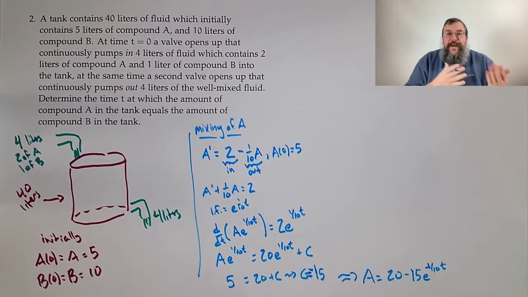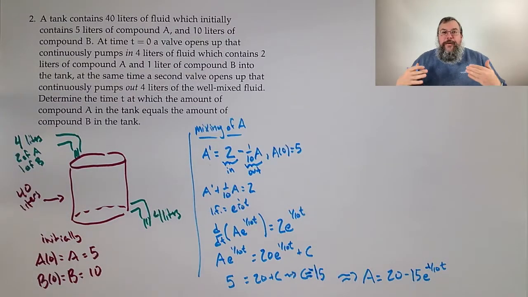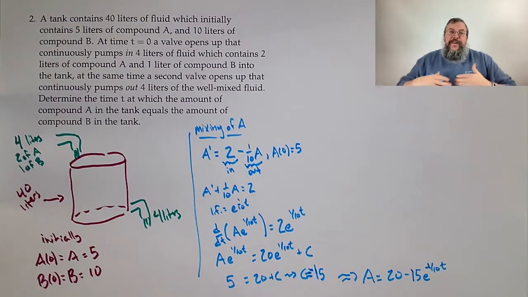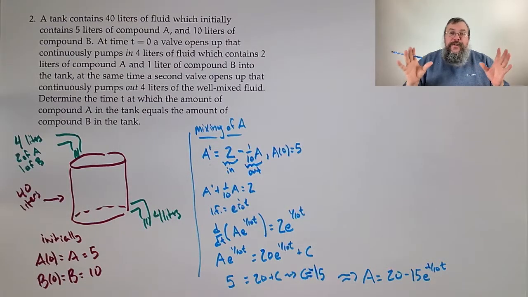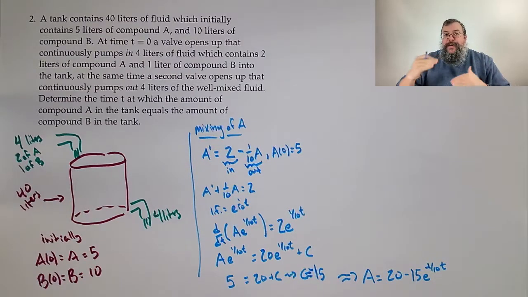Now the question is, does this match our expectations? Well, we see it matches at time 0. As we let t go into infinity, what happens? Well, as t goes to infinity, this is e to a large negative number, which means this last part goes away, so it goes to 20, which means half of the tank will be compound A.